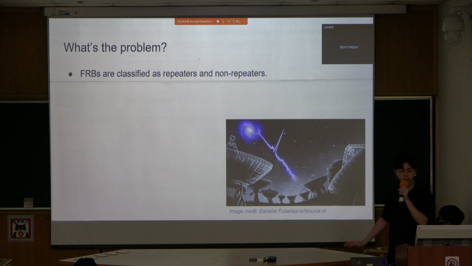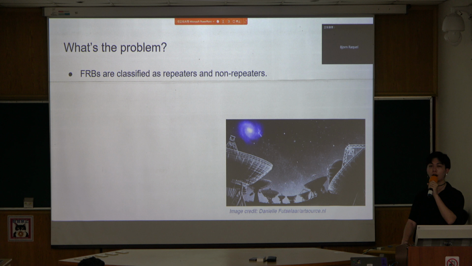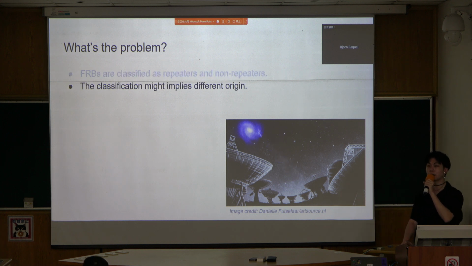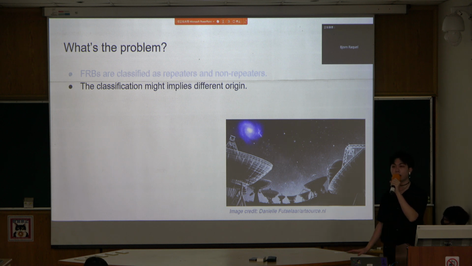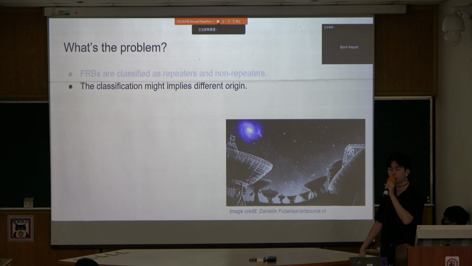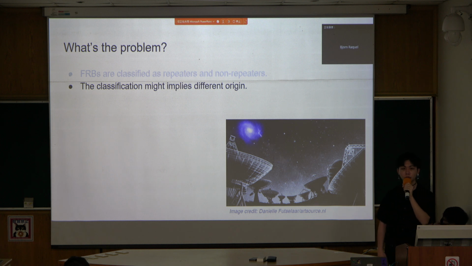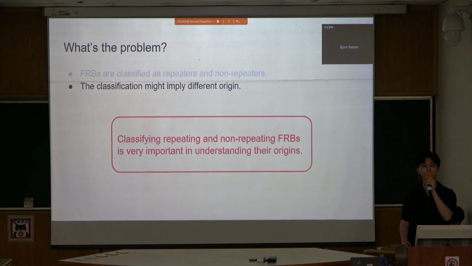Okay. First, let me start from the question I'm trying to solve today. We know that FRBs are classified as repeaters and non-repeaters. This classification is important. It might imply different physical origins. For example, if an FRB is a repeater, then probably it is from a pulsar. If an FRB source is a merger of neutron stars, then it is very unlikely to repeat. So doing this kind of classification is important for us to understand FRBs. Okay, so it's important.